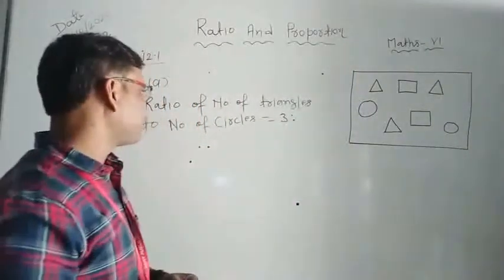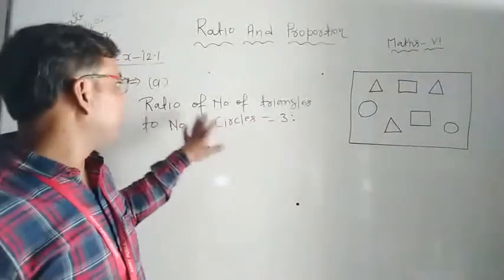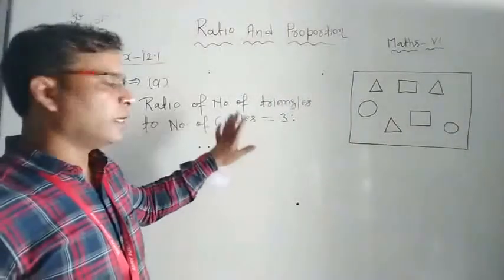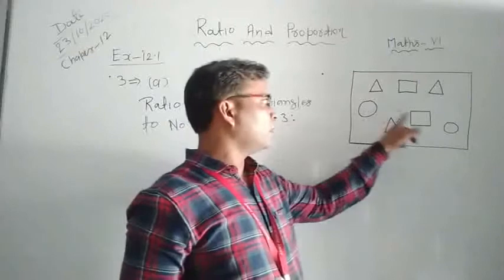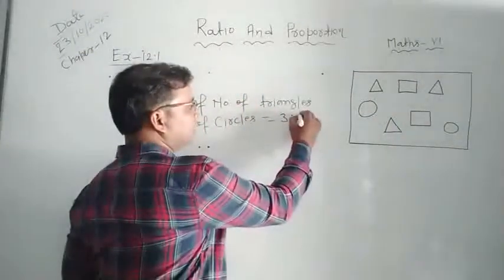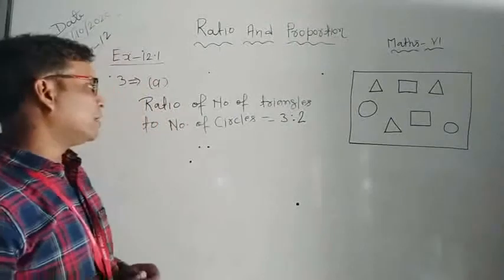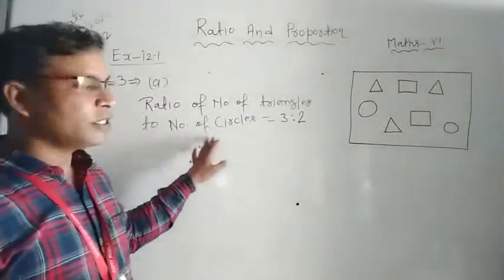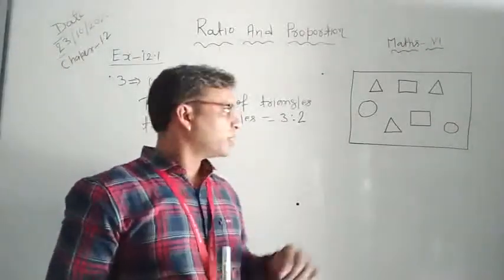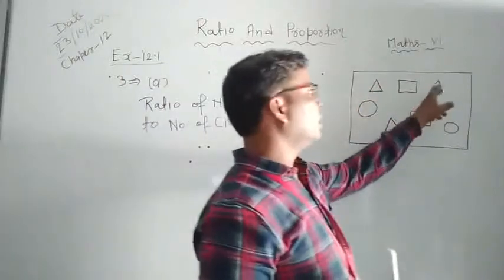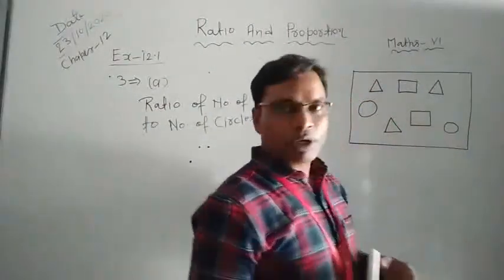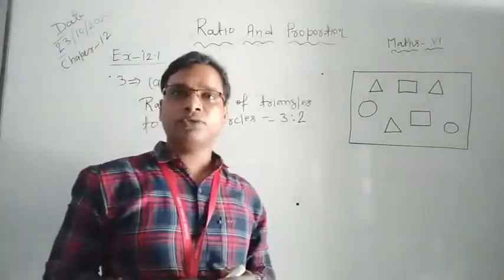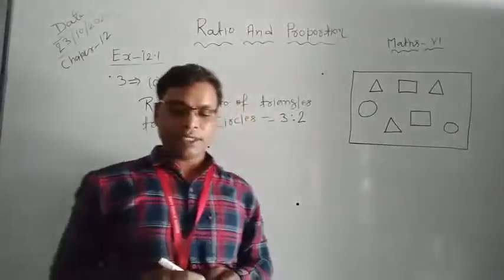Now the ratio of number of triangles to number of circles. So how many circles are given here? 1, 2. So you can see here the ratio of the number of triangles to the number of circles is 3:2. This is clear, because there are 3 triangles, 1, 2, 3, and how many circles? 1, 2. So simply we can say that the ratio of number of triangles to number of circles is 3:2.